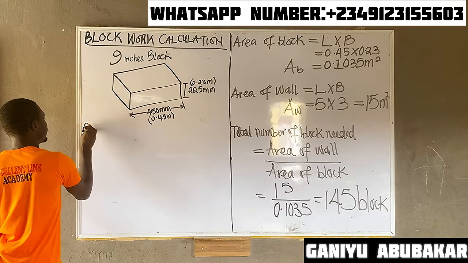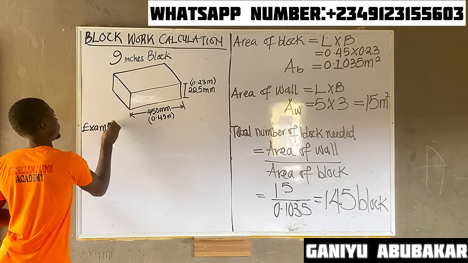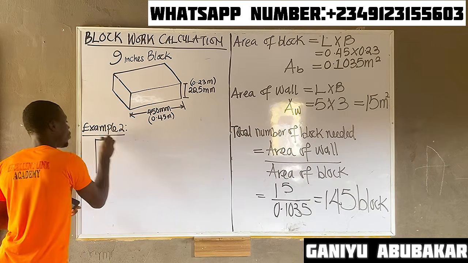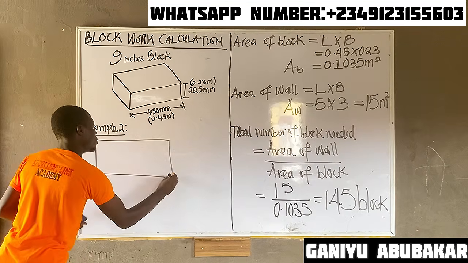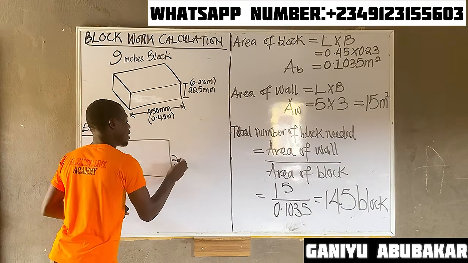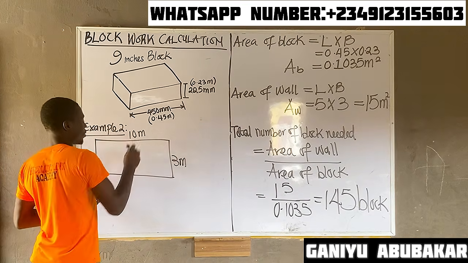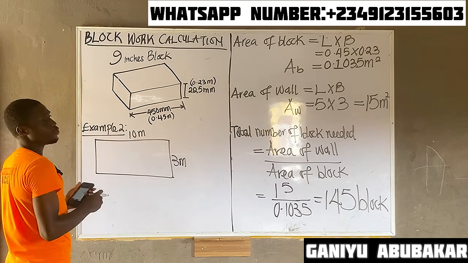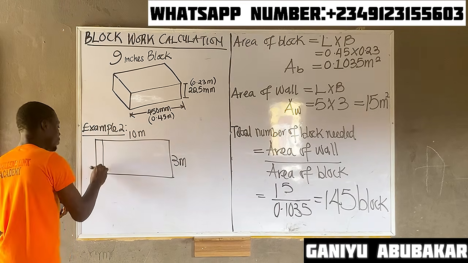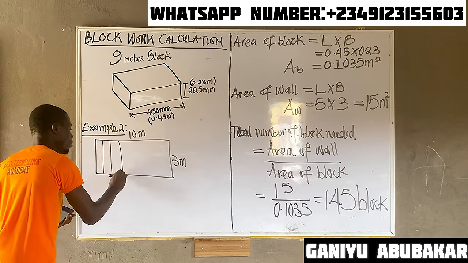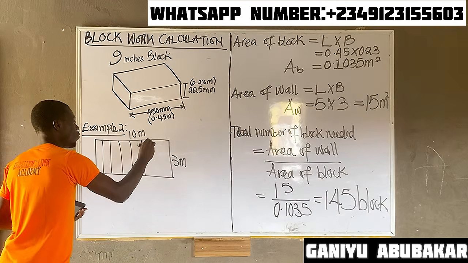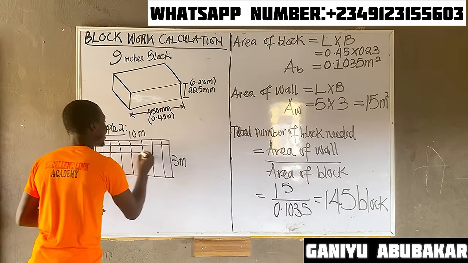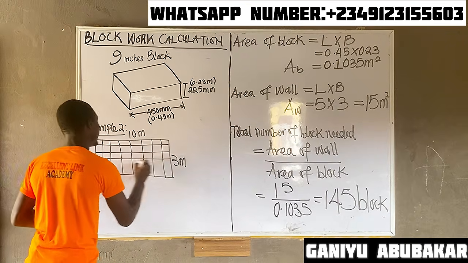Example 2 here says, I'm having a block wall of 3 meter by 10 meter. In this part, if I have a wall like this, how many blocks do I need to fill in this particular wall? What do we do? It's easy. Get area of wall and get area of block. It's as simple as ABC.